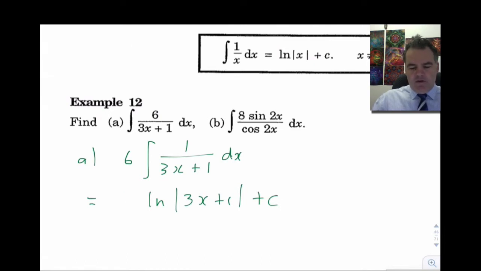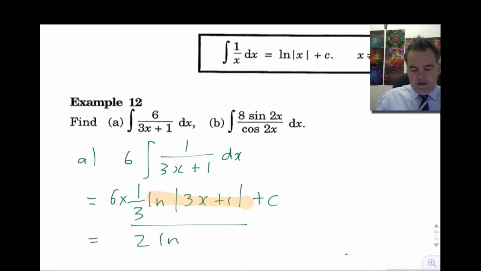If I was to do the derivative of this function right here, we would say it's 1 over 3x plus 1 times 3. Now we need to allow for the fact that we're timesing by 3, and the reverse chain rule says that we'll be putting a third at the front there. Now that's correct. If I differentiate this function here, I'll get 1 over 3x plus 1 times 3 divided by 3. That works. But of course, we've got the 6 at the front here, so 6 times a third is 2. We end up with 2 ln 3x plus 1 plus c.